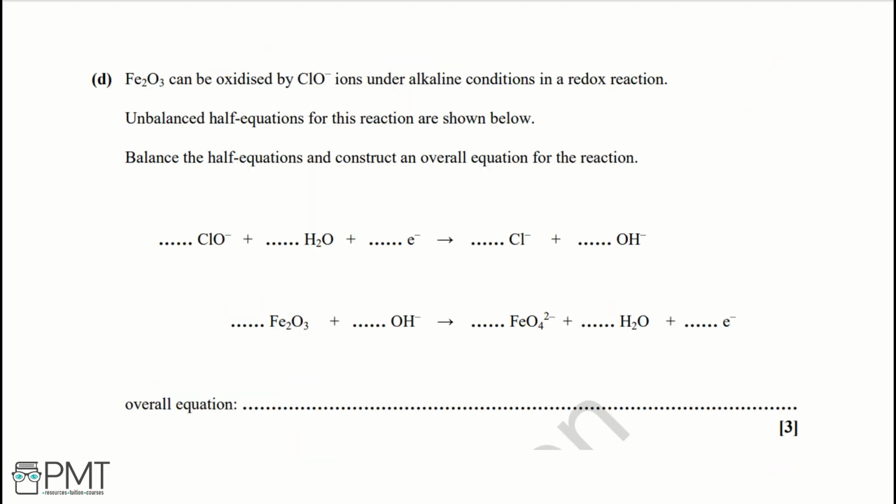Part D. Fe2O3 can be oxidized by ClO- ions under alkaline conditions in a redox reaction. Unbalanced half equations for this reaction are shown below. Balance the half equations and construct an overall equation for the reaction. Balancing our first half equation, we need 2 OH- ions because we have 2 hydrogens on the left, which we don't have on the right. Then balancing the charges, we need 2 electrons.